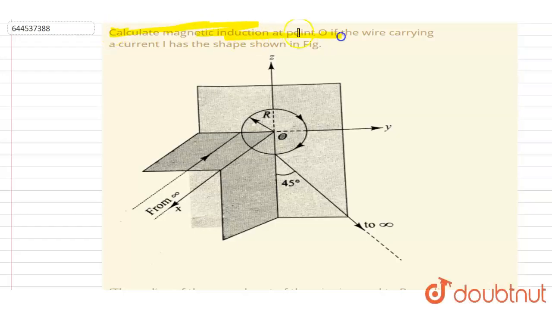Hello everyone. Calculate the magnetic induction at point O if the wire carrying a current I has the shape shown in the figure. So if you see, these are the wires. If I mark this wire as wire 1, wire 2, and this circular part as wire 3, then the net magnetic field at O will be the vector summation of the three.